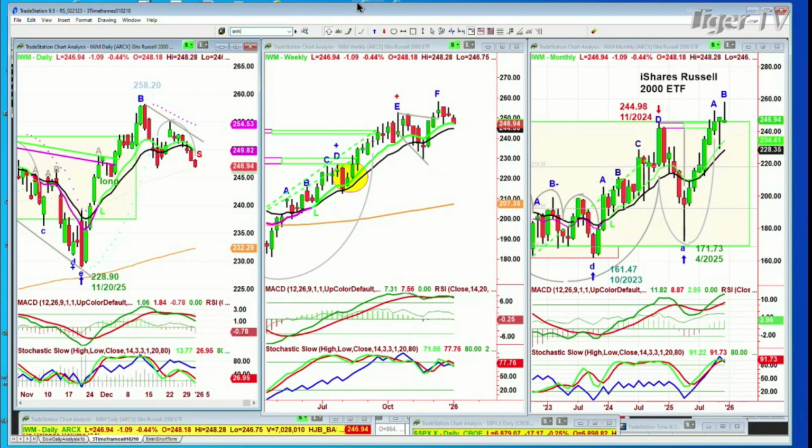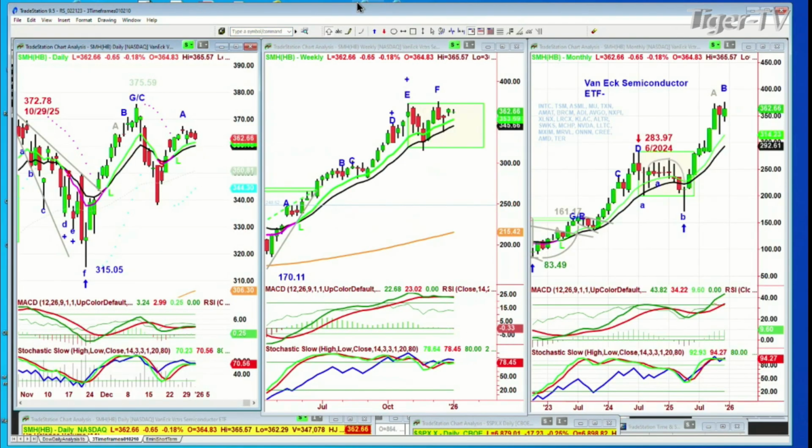I do want to go to SMHs because that's important. SMHs are just down a little bit, 65 cents, 362.69, made an all-time high. There I could use an alternate count, G/C at the 375.59, high of around about the 8th of December. And the weekly chart is still holding well. It's really important that the Van Eck semiconductor ETF holds well all the way through, I'd say, the second week of January, that it doesn't take out 350. It's a 369, make it 355. 355, it's a 362.72 right now.